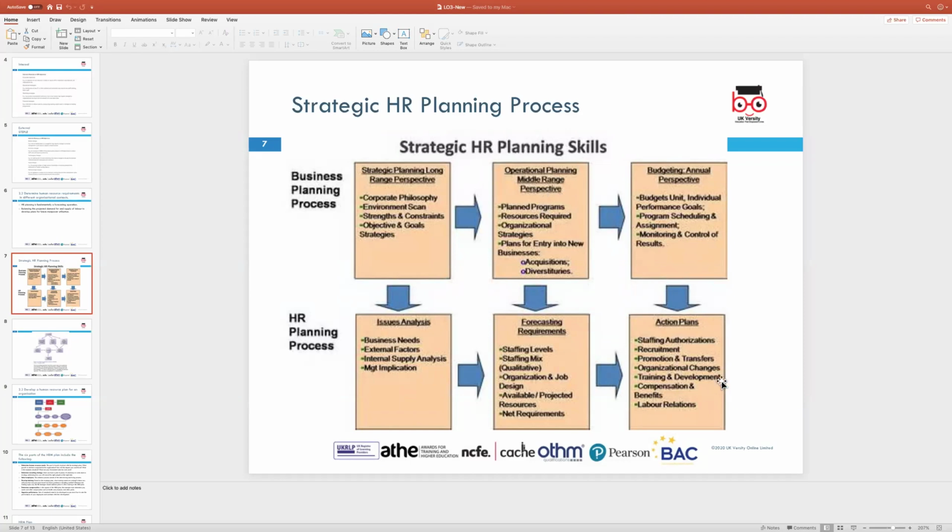And then obviously at the end, they have different action plans in terms of how are they going to hire new people, or if they're training their current staff, how are they going to do that? And how are they properly going to compensate them so that the current staff doesn't essentially leave the business?